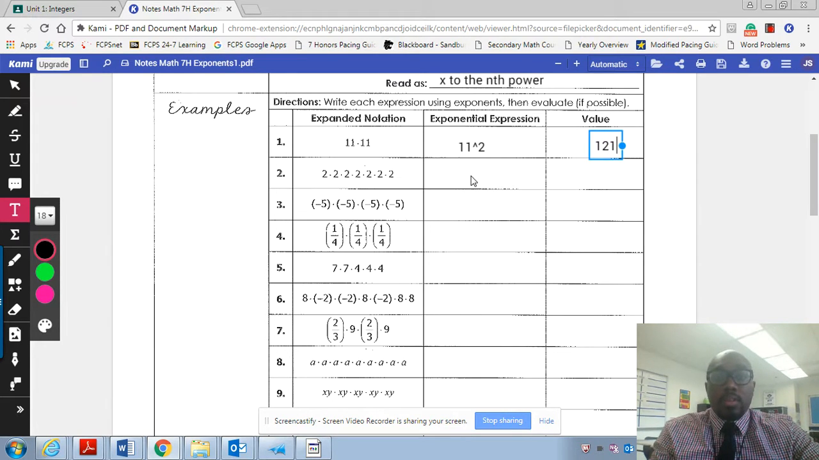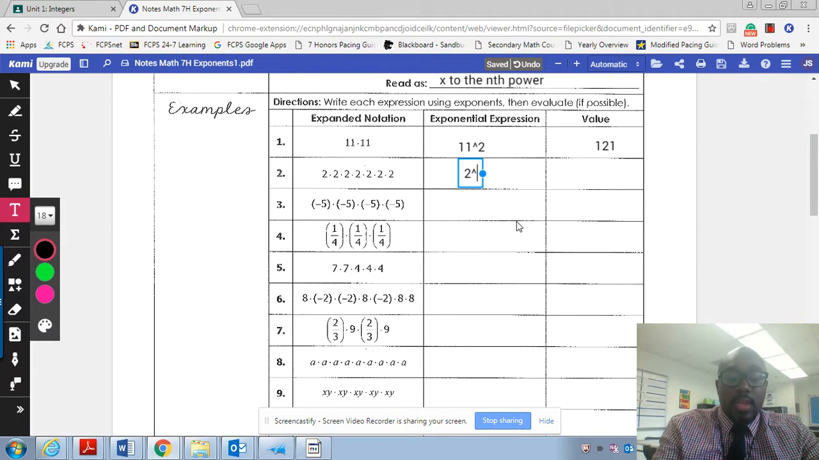I will do one more example with you, and then you're going to be responsible for the rest on your own, and we're going to discuss them in class. So right now, we have 2 times 2 times 2 times 2 times 2 times 2 times 2. How many 2's do we have? We have 1, 2, 3, 4, 5, 6, 7. Seven 2's. So this is going to be 2 to the seventh power.